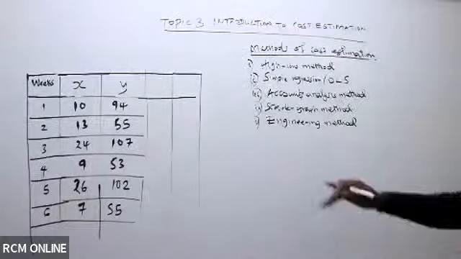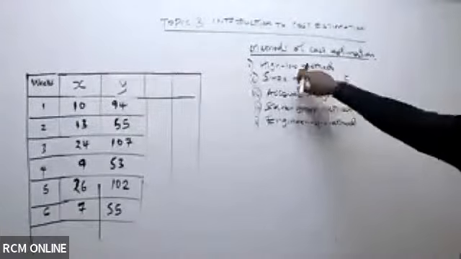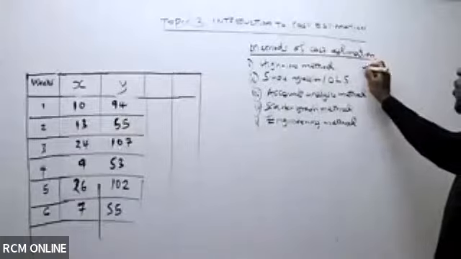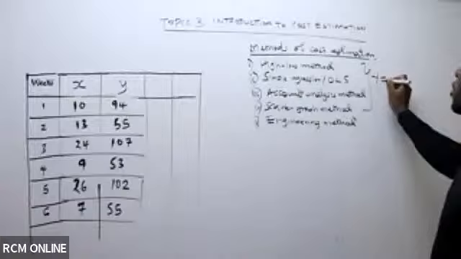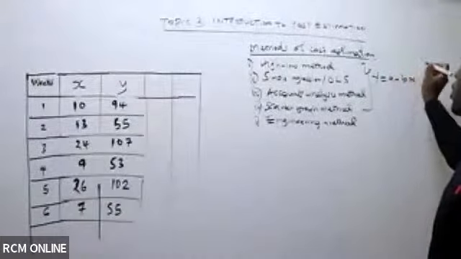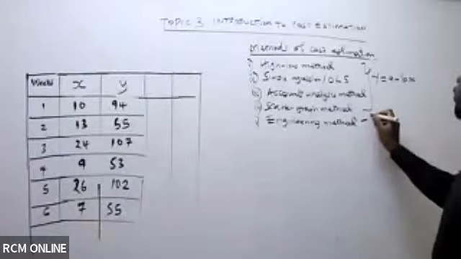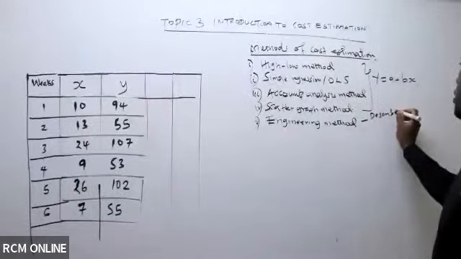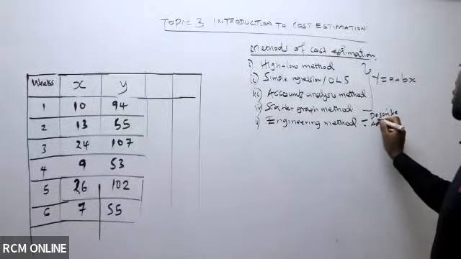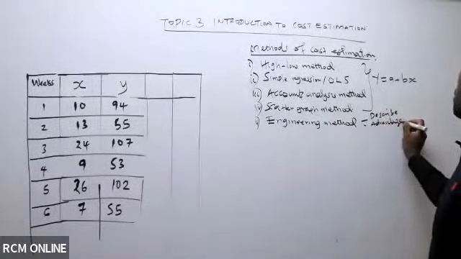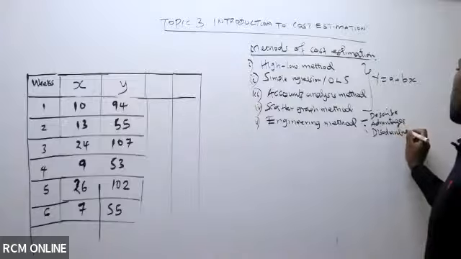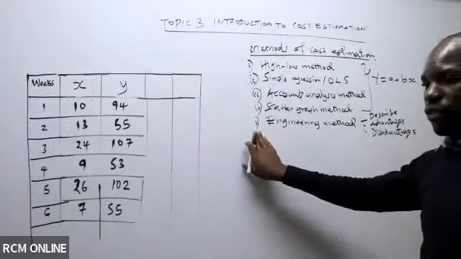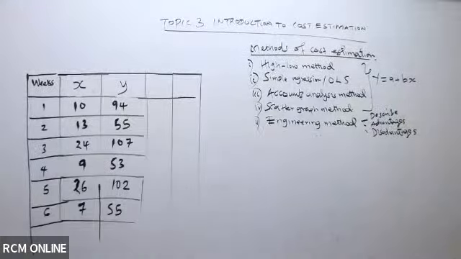Good. So I want to start with the first method, the high-low method. All these, the first four, you must end up with a cost function in the form of Y equal to A plus B X. This one here, you need to describe. You just need to describe. You need to give us advantages and disadvantages. That's all that is required under method number 5. There is no calculation.